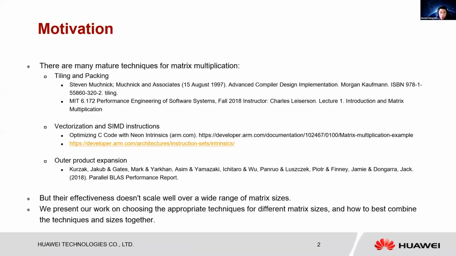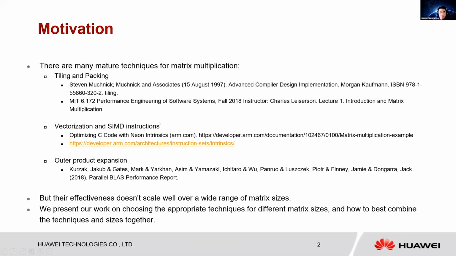So a little bit of background and motivation. There are many mature techniques already for matrix multiplication. For example, there's tiling and packing. Of course, you can use vectorization and SIMD instructions. And there's another technique called outer product expansion, which we will explain in this presentation as well.